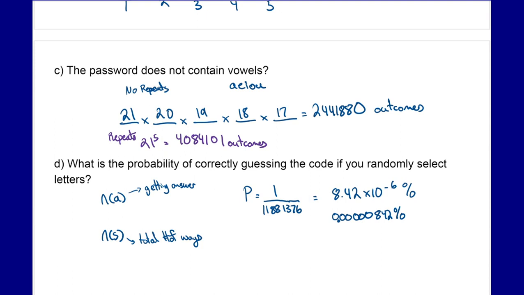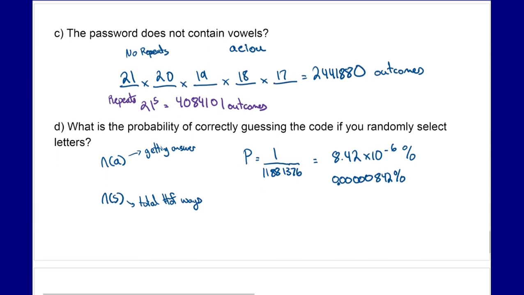That's why passwords now tend to require more and more characters, to make it harder for computers to guess, and to make the number of outcomes so vast that it's difficult for a computer to generate and test all of them. So just a little tidbit there.